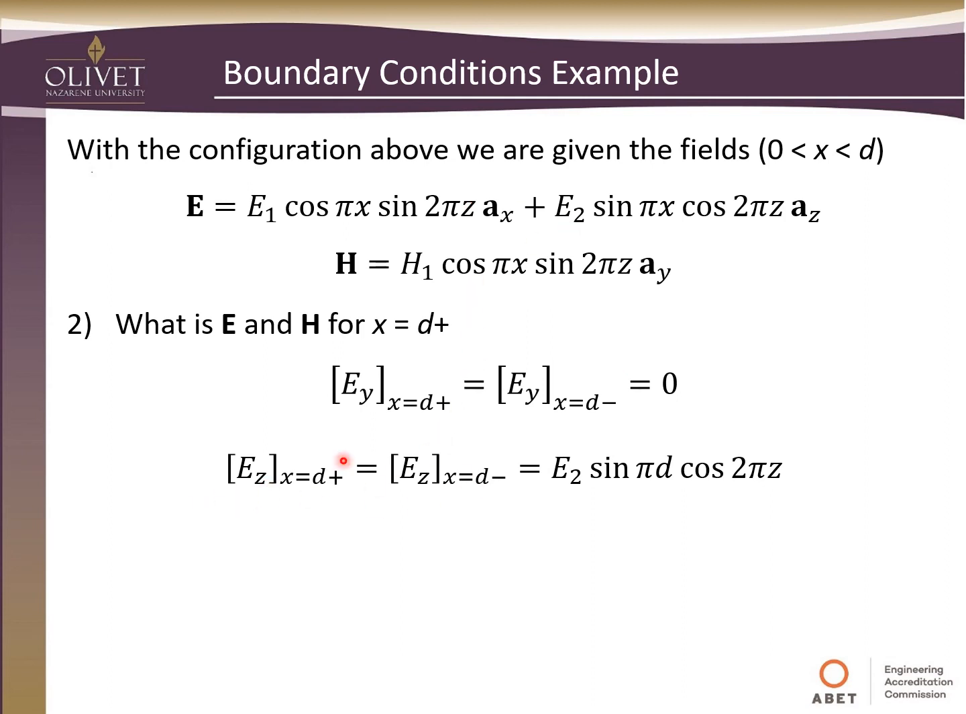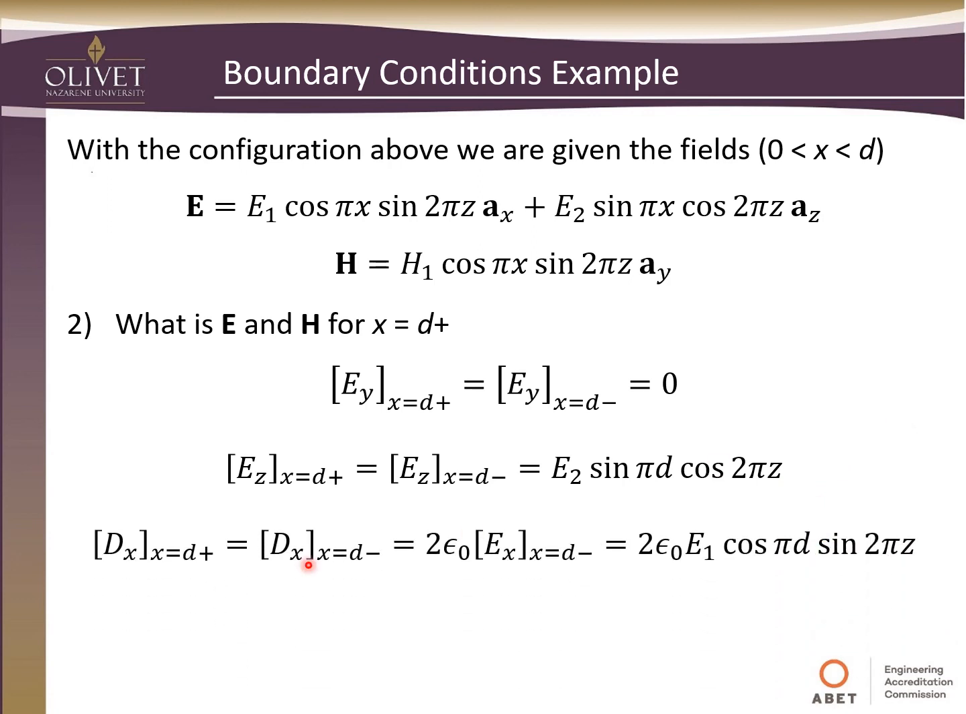But then the other type of tangential, because remember, x is in the direction of going between the boundaries, so z was tangential to the boundary. So our z's must be equal, so our tangential component of our electric field in both mediums is just this E2 sine pi times whatever d is, cosine 2 pi z. All right, so that gives us that. And then we can find the other component. Here's kind of the tricky play, right?